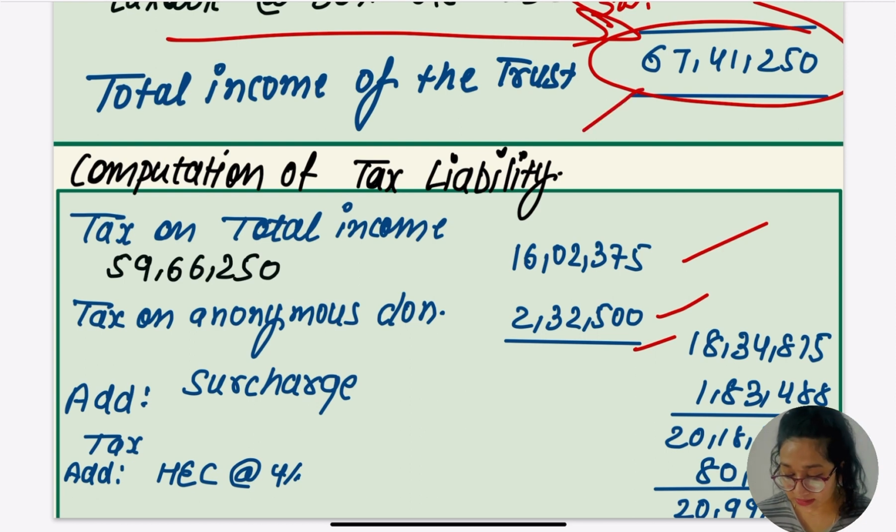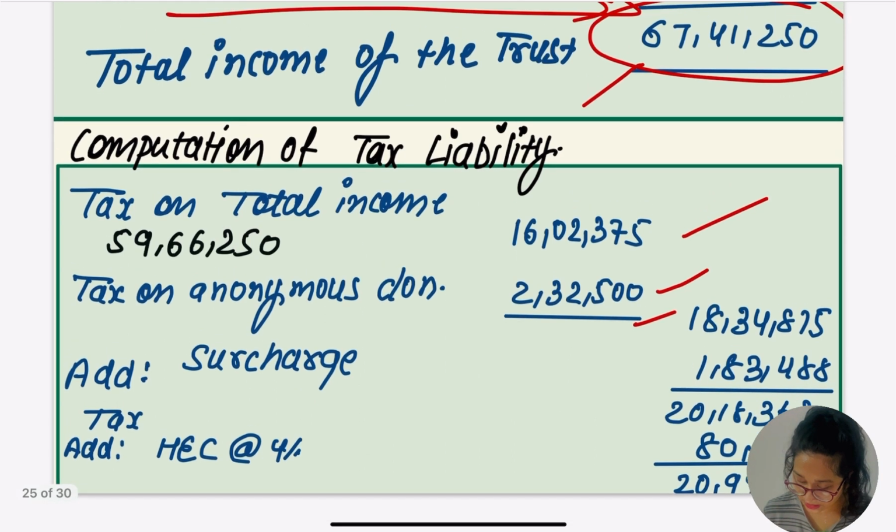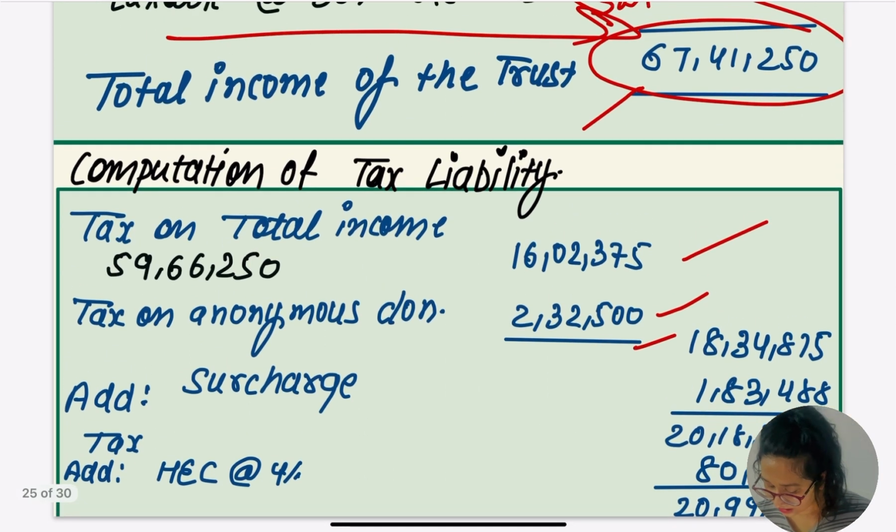The total income is 67,41,250, and in that we have to add the surcharge. From this we get the amount of 20,18,363. In this again we are going to add HEC of 4%. So 4% of 20,18,363 gives us 20,99,100 after rounding off.